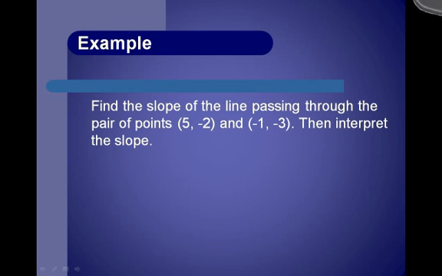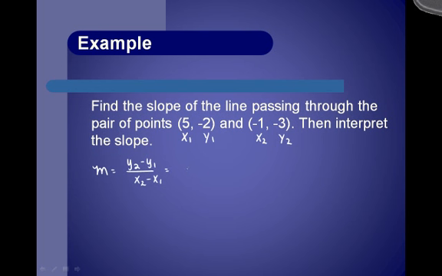Another example. Find the slope of the line passing through the pair of points 5, negative 2, and negative 1, negative 3. Then interpret the slope. Well, let's do it again. Let's label our points. X from the first point, Y from the first point, X from the second point, Y from the second point, and write our slope formula, which is y2 minus y1 divided by x2 minus x1.